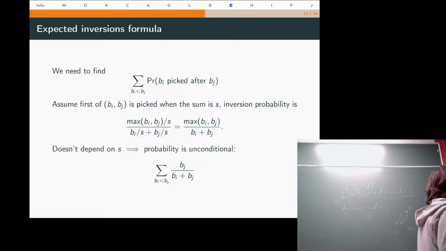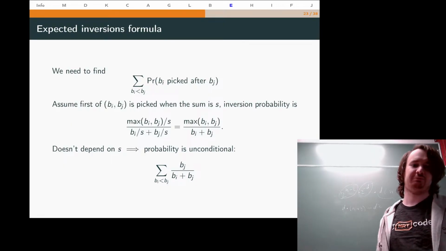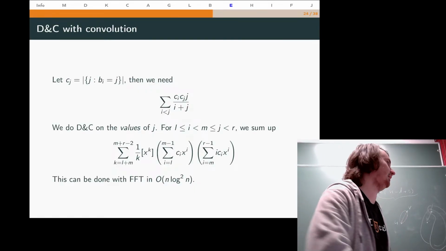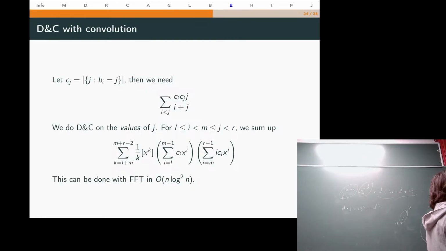So because of this, we see that this probability is actually unconditional. So it means that we just need to find the sum over all bi less than bj of this bj over bi plus bj. And this can be solved with divide and conquer with some kind of convolution stuff.